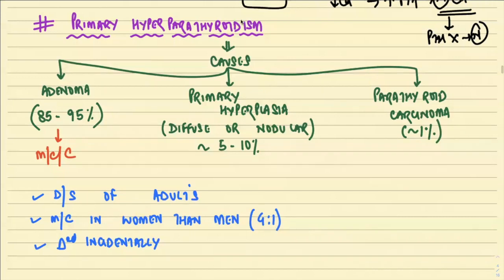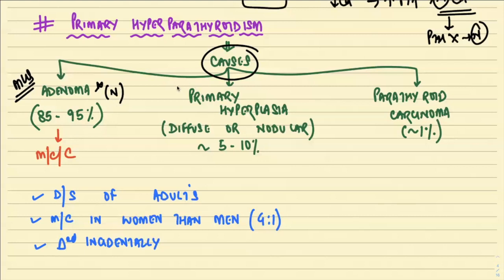When we are looking at primary hyperparathyroidism, what are the basic causes? Causes, a very important MCQ that is asked. The most common cause of primary hyperparathyroidism is a parathyroid adenoma, in 85 to 95% of the cases. Mind it, this is a neoplastic process, that is, a clonal process.